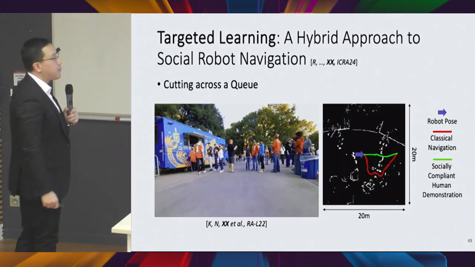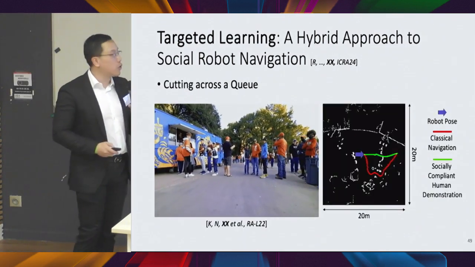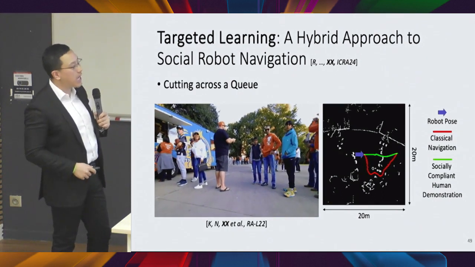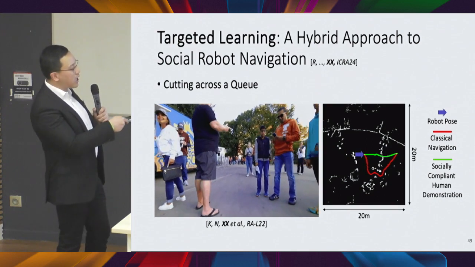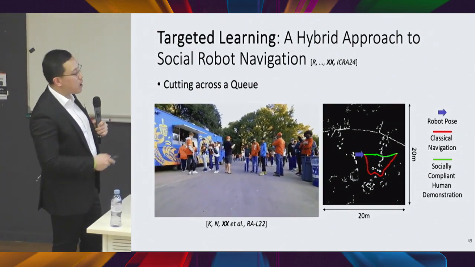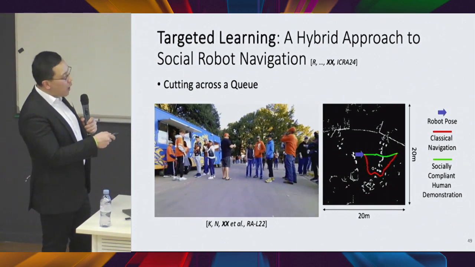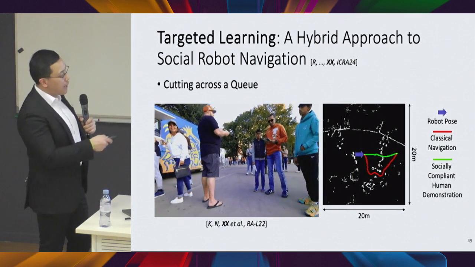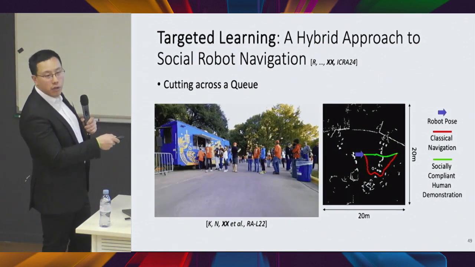This is one example we picked from the SCAND dataset: cutting across the queue. So this is the RGB visual feed to give you an idea what is happening. There's a food truck, and people are waiting in line to get food. On the right-hand side, we show the perception of the robot. Black is free space, white is the obstacles, humans or food truck or whatever obstacles are in there. And the robot is in the center here, facing to the right.